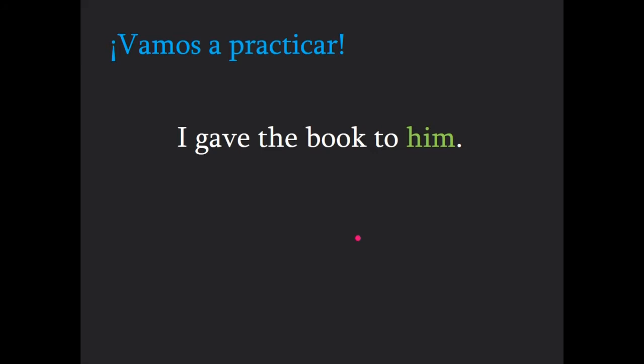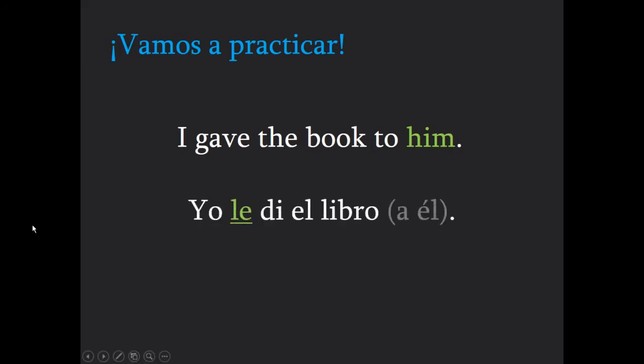So I'm going to actually put the Spanish up on the screen and explain each element to you for this first time, so you'll see how it works. So, yo le di el libro a él. Yo le di el libro a él. I gave the book to him. So notice we have le, that's the "to him." We learned that a few slides ago. Di is "I gave," so there's our verb. And of course, the book, el libro.